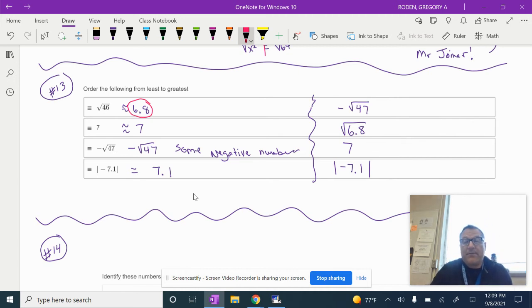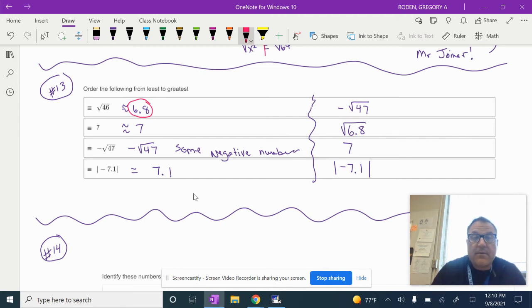So now I want to put them in order from least to greatest. Least on top, and then I go down to the bottom as the biggest. Okay, so let's see here. Well, what's the least number? The negative number is the least. Negative numbers are always less than positive numbers. So all the other numbers are positive except for negative square root of 47. So that has to be the smallest, because negatives are always smaller than positives.